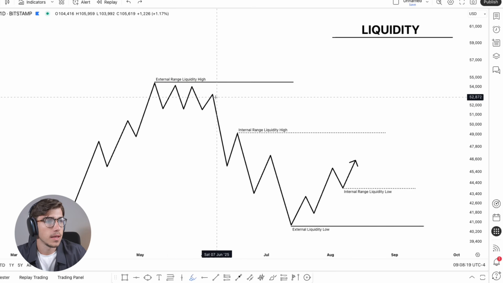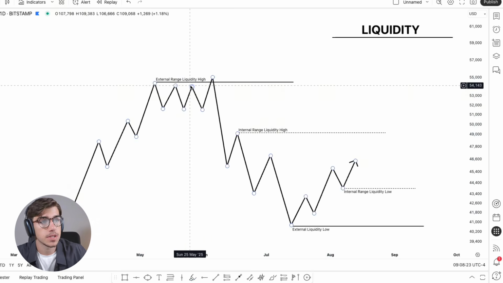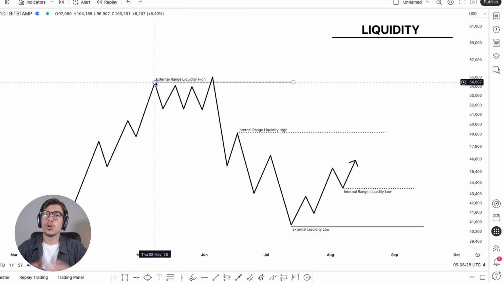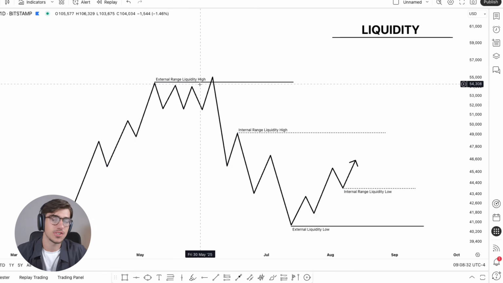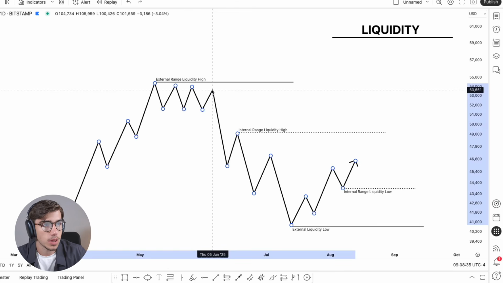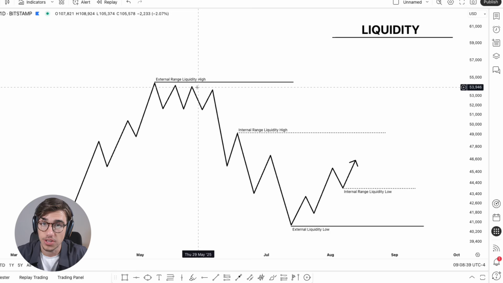Now, let's say that this high right here looked like this. Well, then there wouldn't be equal highs because the people who had their stop losses at this high and this high, well, they would no longer be in the market because this high came up and swept the stop losses at those highs. But again, because they look like this, well, then we have equal highs, which means all the people that have their stop here, they are still in the market.